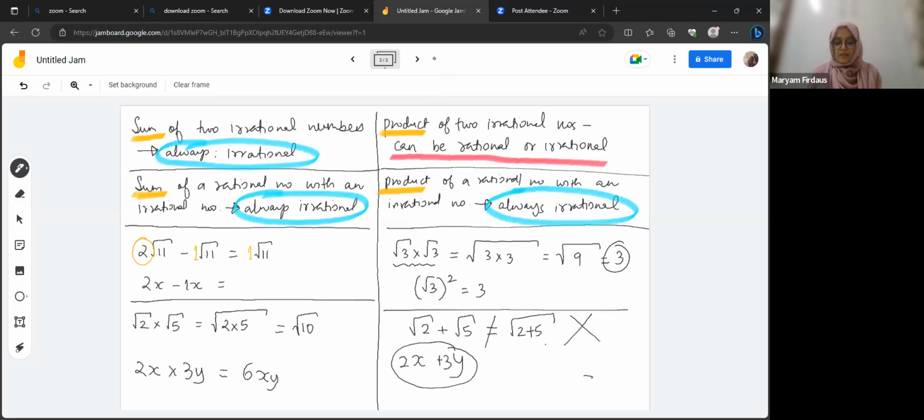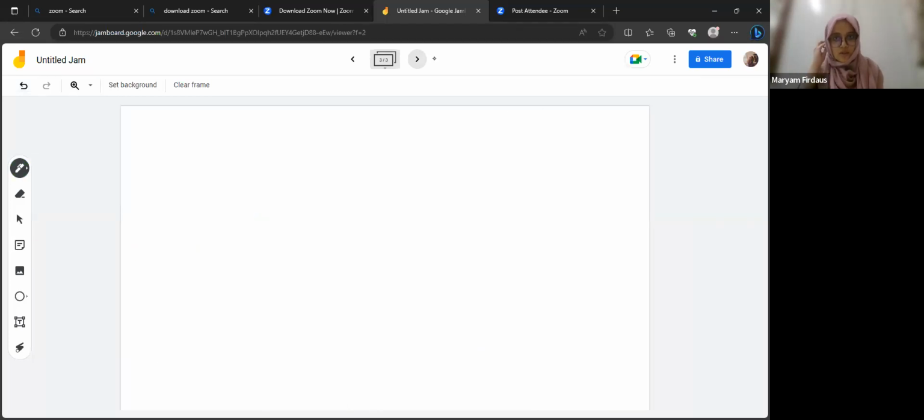So is this part clear to everyone? Yes, ma'am. So root 2 into 5, you can take the root as common, and you can multiply whatever is under the root. But when it comes to adding, you cannot take it as common. Both of them will just remain separate. Okay. So now let's do some questions based on these.